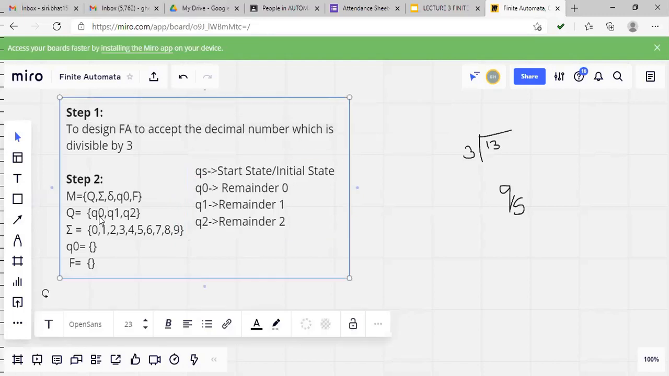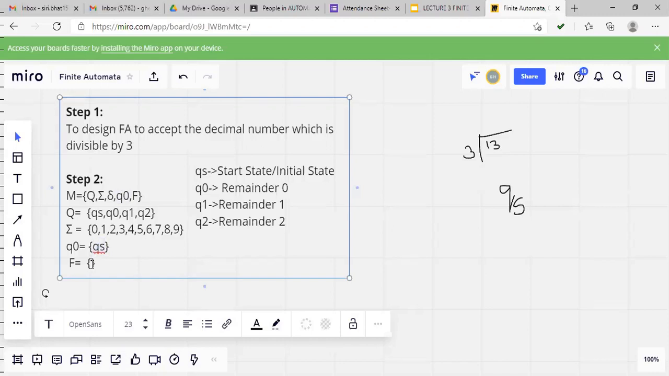Okay, so Q, I have to change even here, right? We have four states: QS, Q0, Q1, Q2. I have to start the machine from one of the states, so that I have named as QS. So what will be my Q0 now? Q0 will be QS. What is Q0? Q0 is the state from which we have to start. So we are starting this machine from QS.